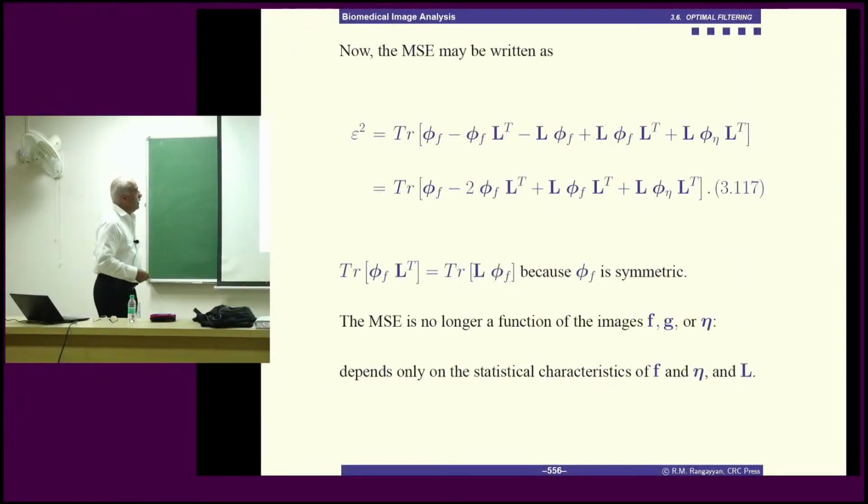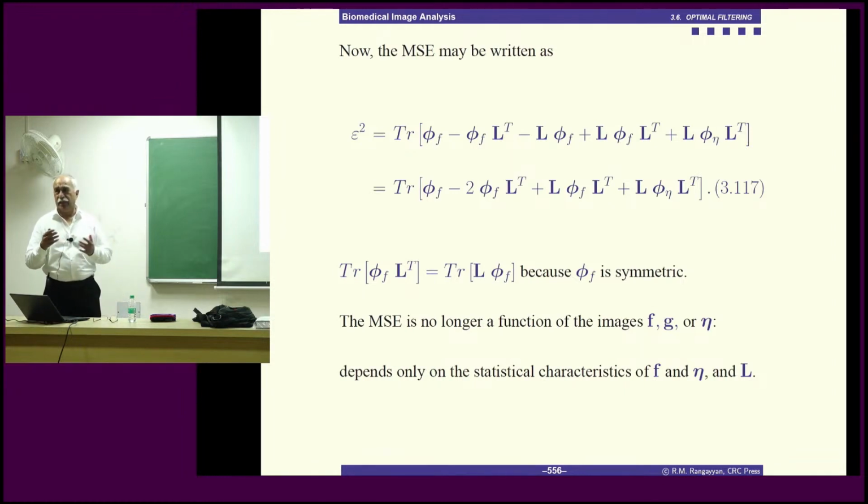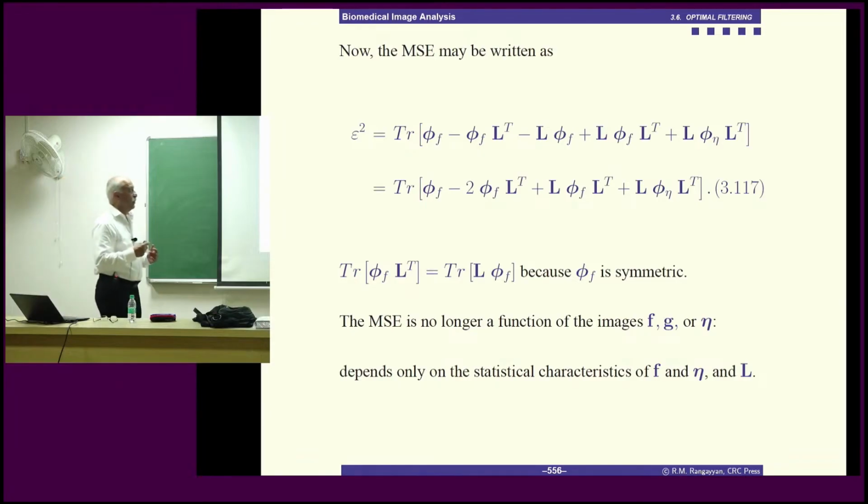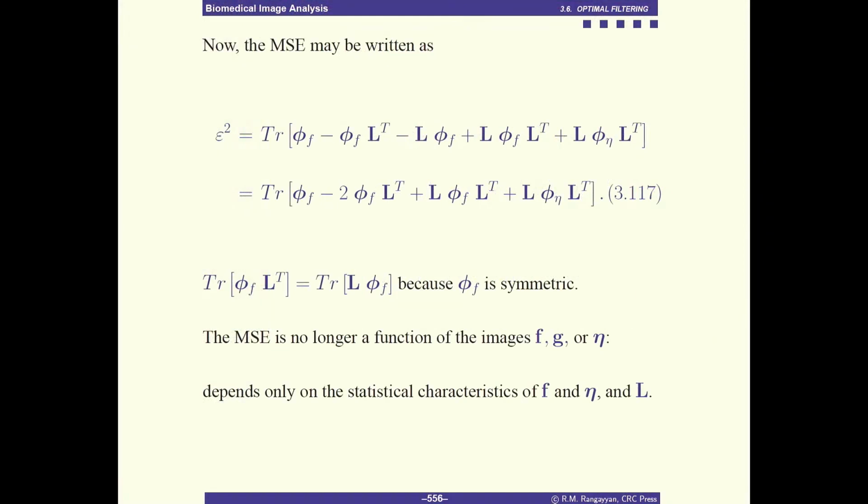The autocorrelation function phi f is symmetric. The autocorrelation function of noise is diagonal because the samples are uncorrelated, so the cross correlation terms will be 0. So the trace of phi f L transpose is the trace of L phi transpose. So you now get the trace of the autocorrelation of the original image with the filter, and the autocorrelation of the noise with the filter. L is the filter you are designing, the Wiener filter.